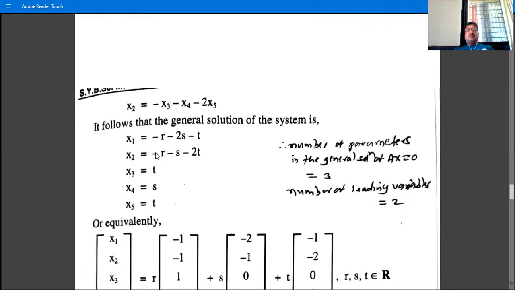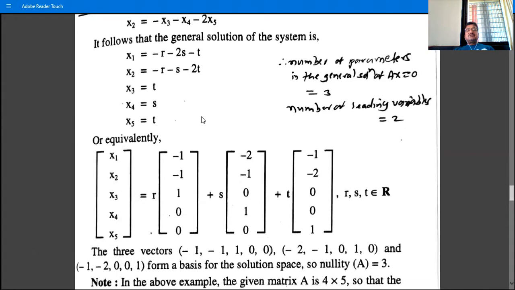By using these two formulas we have this. So this is the solution of the system. So x1 and x2 are the leading variables. There are two leading variables and three parameters, because we have to assign three variables, meaning there are three parameters, and using those three parameters we have x1 and x2. That is, there are two leading variables, and this number of parameters is nothing but the nullity of the matrix. So nullity of the matrix is 3, and the leading variables are 2, and therefore rank of A is 2.